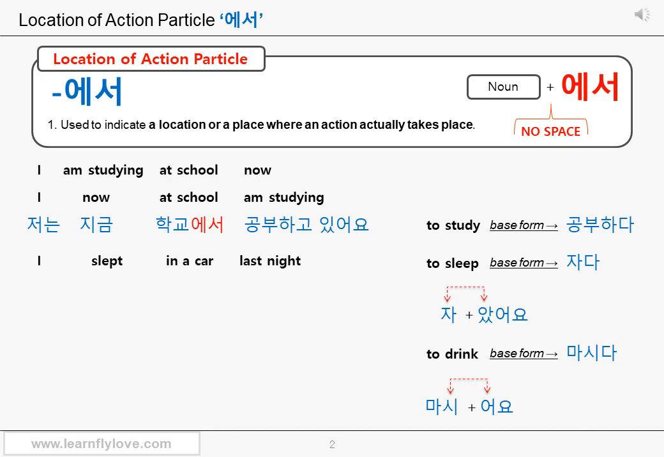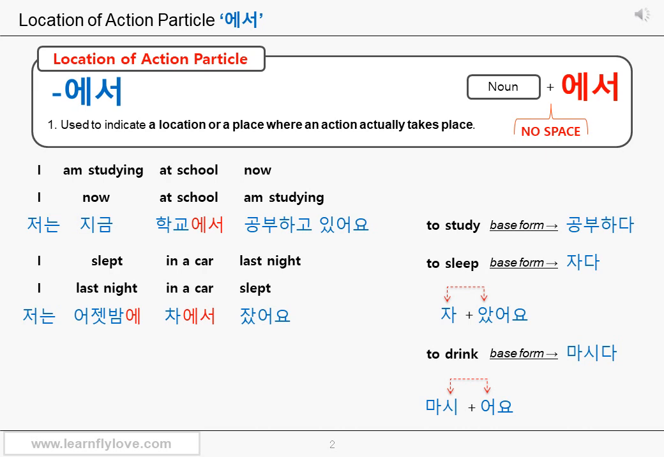I slept in a car last night. In Korean, the order of the words would be more like I, last night, in a car, slept, right? I, 저는, last night, 어젯밤, and please add a time particle 에, 어젯밤에, last night. In a car is 차 in Korean. 차 is a noun, which is the place in which you slept last night. So you definitely need to add a location of action particle 에서, 차에서, in a car.